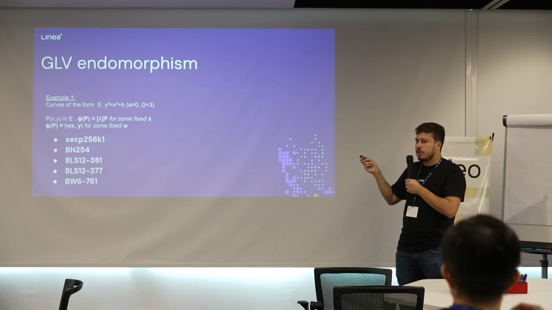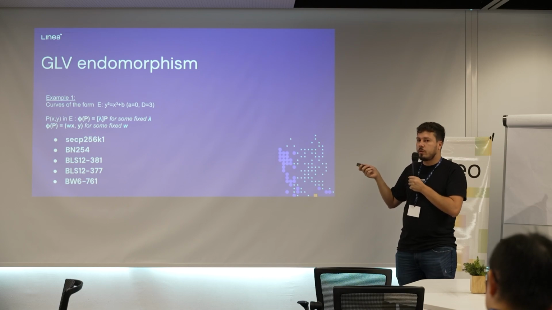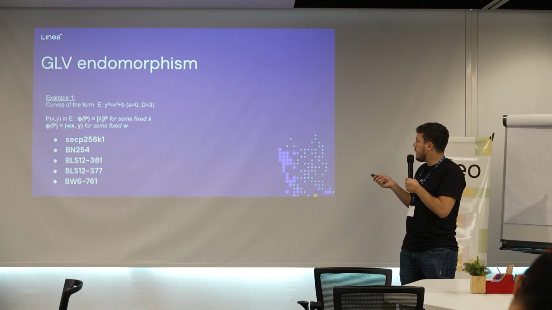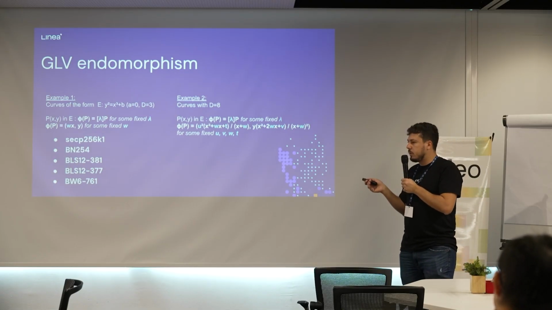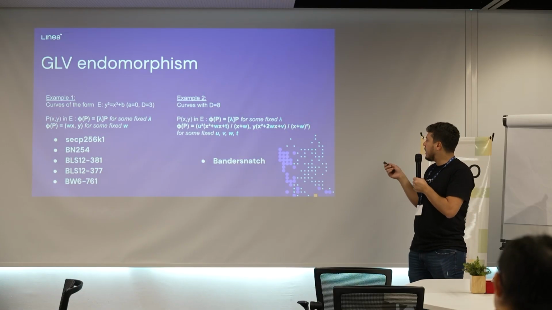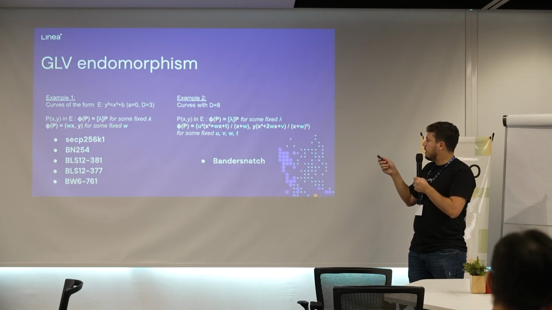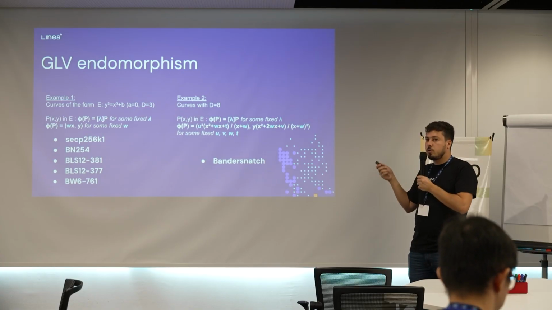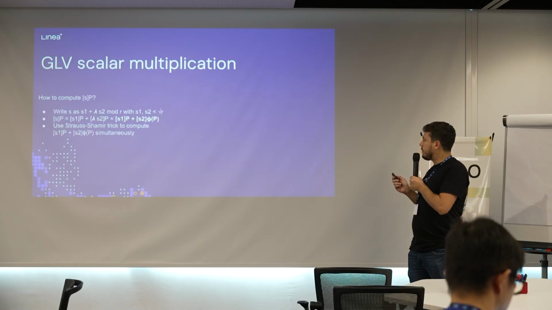So SECP256K1 for ECDSA on Ethereum, BN254 for the precompiles, BLS12-381 for the new precompile in Pectra, and for these two curves, for example, for linear aggregation. Another example, which is not widely used, but it is used, for example, for Verkle trees. Verkle trees use Bandersnatch, and it also has an endomorphism. It's a bit more complicated than the other one, but it can also be useful to speed up the scalar multiplication.